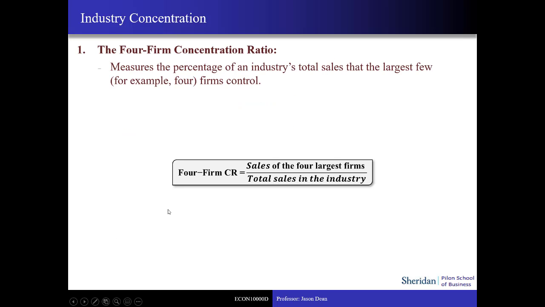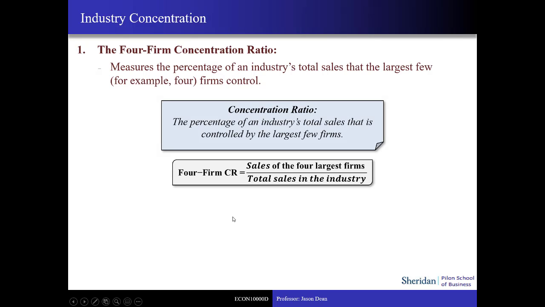So the 4-firm concentration ratio is very simple. All it is is a ratio, and in the numerator you have the sales of the 4 largest firms, and then you just divide it by the total sales in the industry. So you're looking at how much of the total industry is represented by the 4 largest firms, or the proportion of the total industry that the 4 largest firms represent.